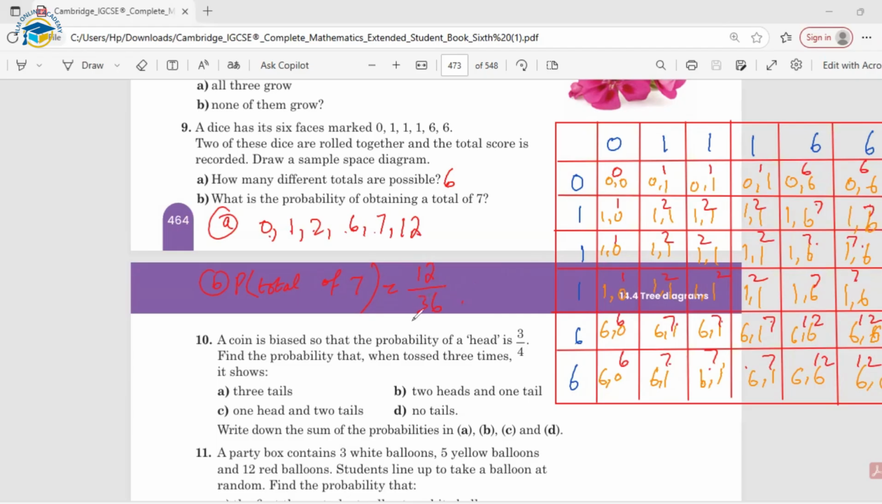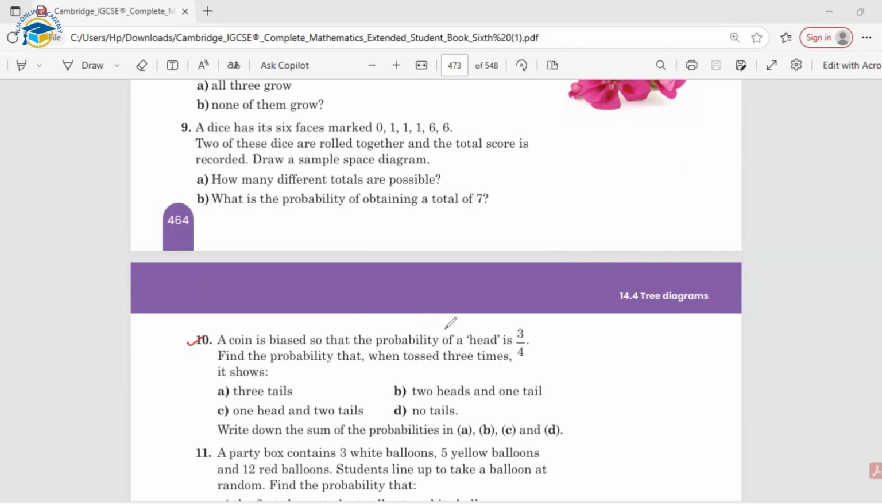Okay. Now moving towards the 10th part, they're saying a coin is biased so that the probability of getting a head is 3 by 4. Find the probability that when it is tossed 3 times, it shows 3 tails, 2 heads, 1 tail, and so on. So three possibilities we need to go with for question number 10. They gave us the probability of getting a head, that is 3 by 4. We need to find out the probability of getting tail. I told you that if they give one probability, we need to find the second one by subtracting it from 1. So 4 minus 3, it will be 1 over 4.